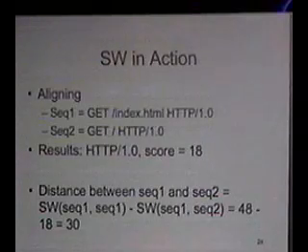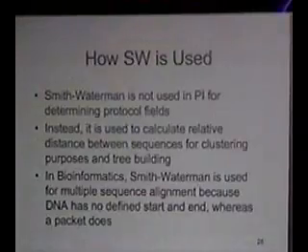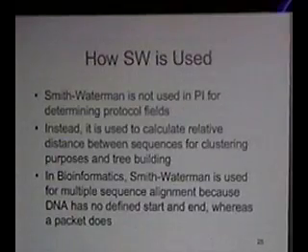Smith-Waterman is actually used a lot to determine the distance between two sequences. If you want to find the distance between sequence 1 and sequence 2, you take the Smith-Waterman score of sequence 1 running against itself minus the Smith-Waterman score of sequence 1 aligned with sequence 2. In this case, it's 48 minus 18, which is 30. So the distance is going to be 30. Pretty simple.